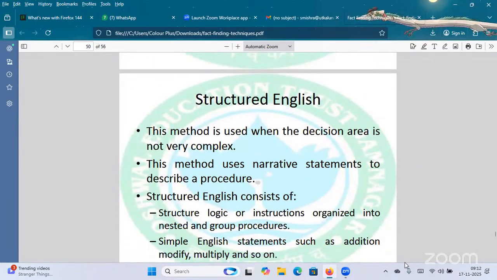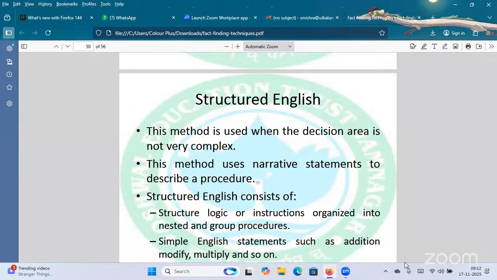Then we will go for structured English. Clear? So this method is used when the decision area is not very complex. This method uses narrative statements to describe a procedure. That is called the pseudocode. It is just like a code, but not executable.